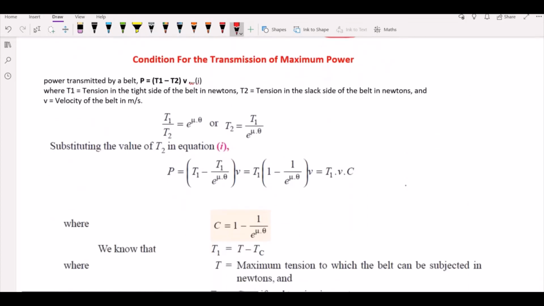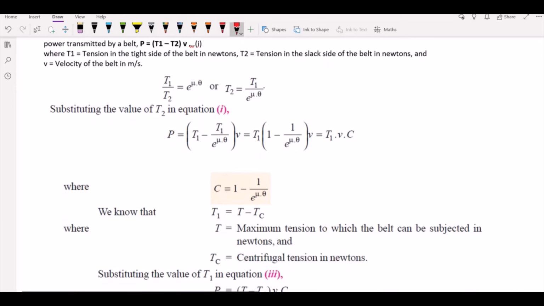The maximum power condition. See here, this is the derivation. Now we are done. From this relation, I'll take the T2 relation from here and substitute this T2 in the case of power. As we know, power P is equal to (T1 minus T2) into V. If I substitute T2 over here, I'll get this relation. Take this as equation number 1.